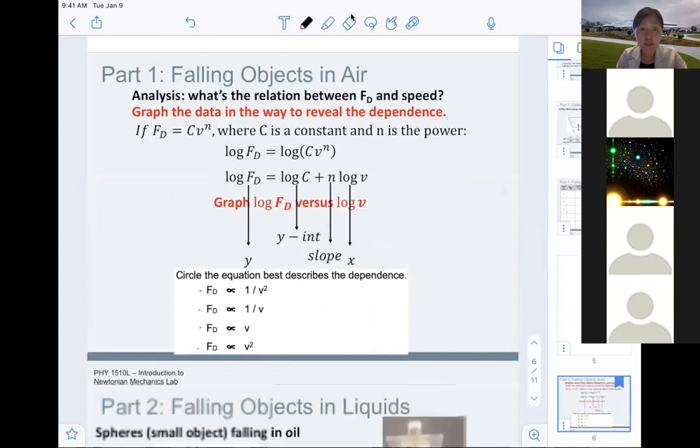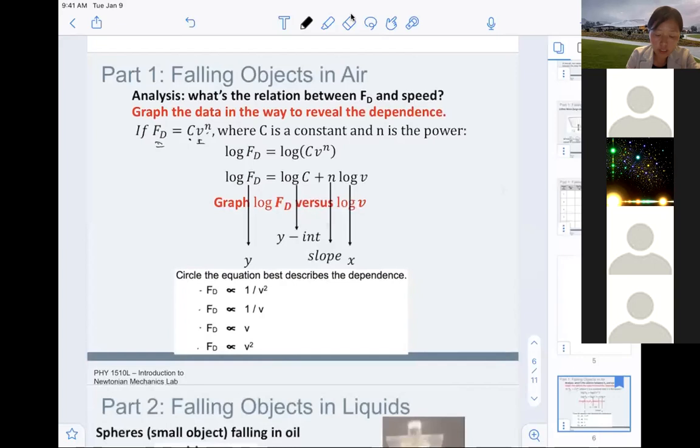The goal of the lab is to find the relationship between the drag force and its speed. When we don't really know the relationship, we can write it down in a very generic format. Let's say FD is equal to V, but we don't know to what power, right? So we're going to say V to the power of N. And also there might be some constant, so we multiply that by a constant C. We don't really know what C is. We don't really know what N is, and that is what we're trying to measure.